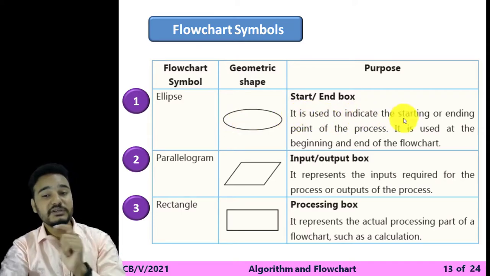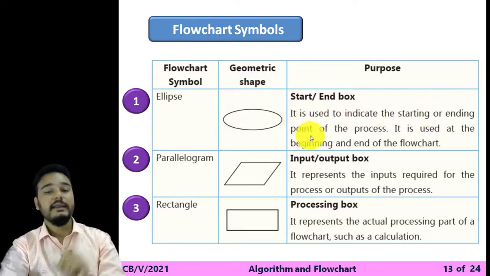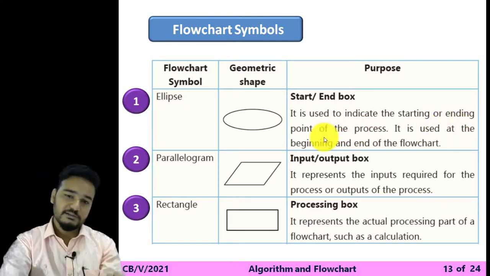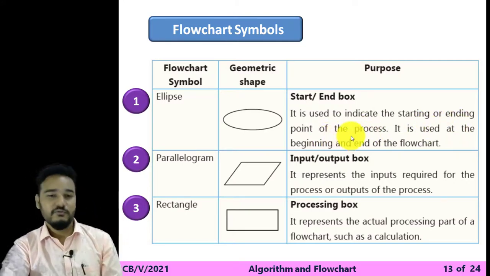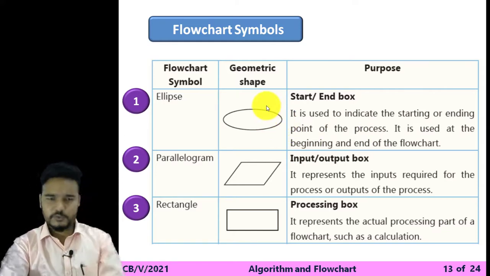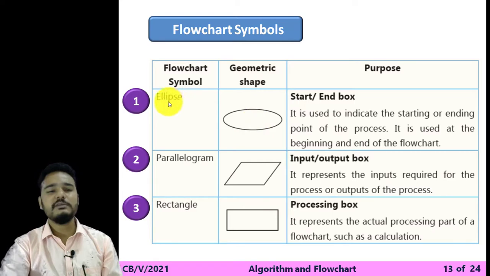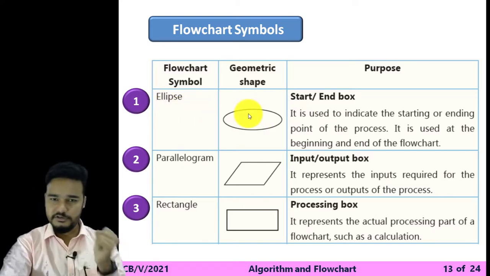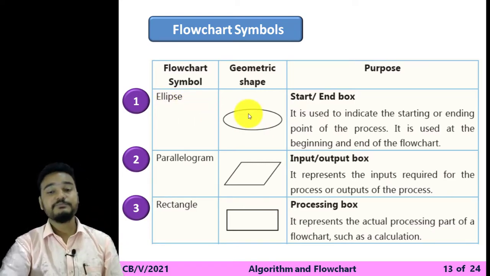So it is used to indicate the starting or ending point of the process, at the beginning and at the end of the flowchart. Means whatever the start and end will be in our processes, that will be shown using an ellipse. Alright, the first one is the ellipse.